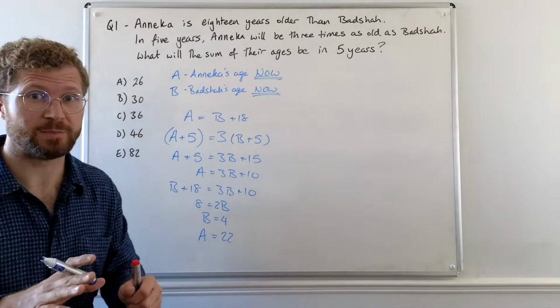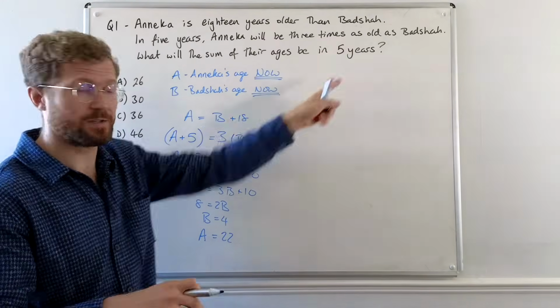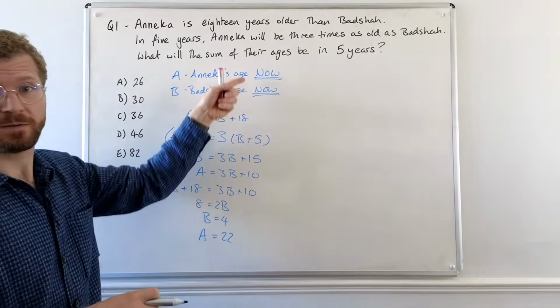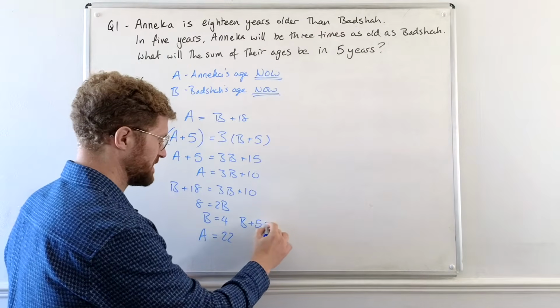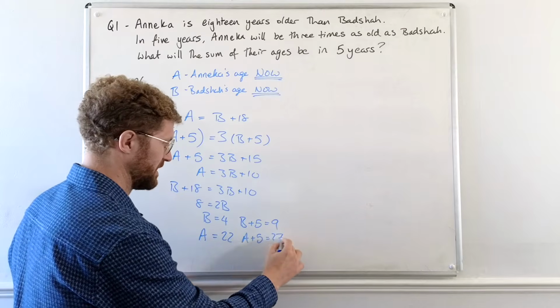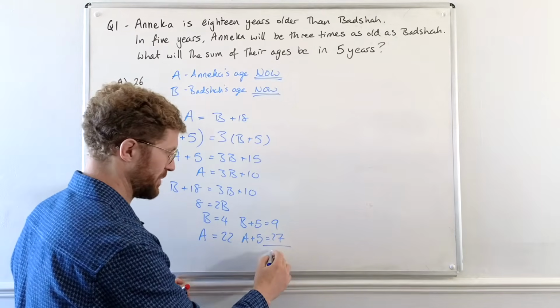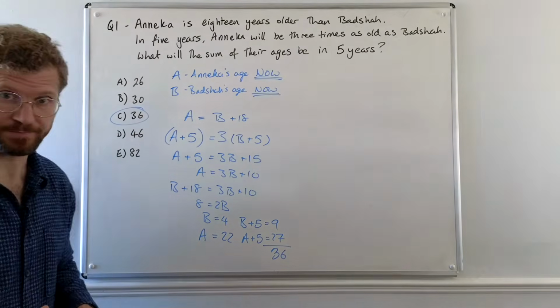Now great, this is where we need to be careful, because the question said what will the sum of their ages be in 5 years. I've got their ages now. So adding 5 to both of these, Badger's age in 5 years will be 9, Annika's age in 5 years will be 27, and to get to the final answer I do 27 plus 9, that'll give me 36, so the answer here is C.